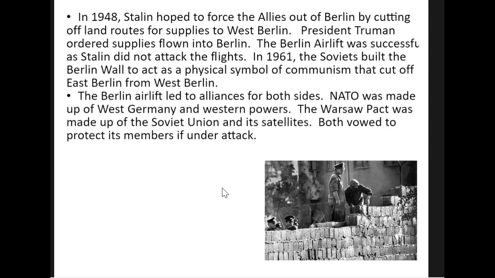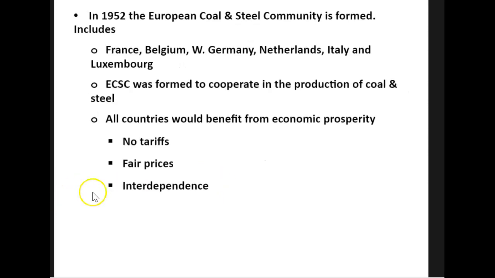The Berlin airlift causes the creation of alliances. NATO, made up of West Germany and the Western powers, sponsored by the U.S. The Warsaw Pact, made up of the Soviet Union and its satellites. Both vow to protect their members if any is attacked. Okay, just some of the things that go on here in Europe.